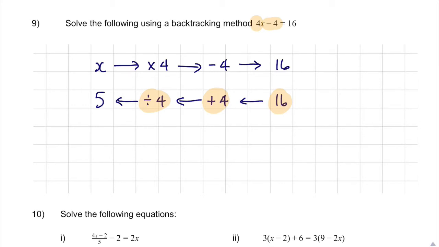And you can check that by putting the 5 back into here. So if x is 5, we're then multiplying by 4, which is 20. 20 minus the 4 gives 16. So that's a nice little check you can perform.